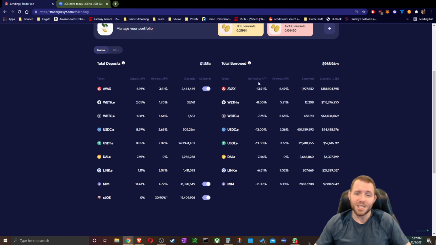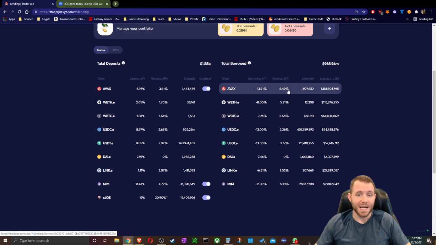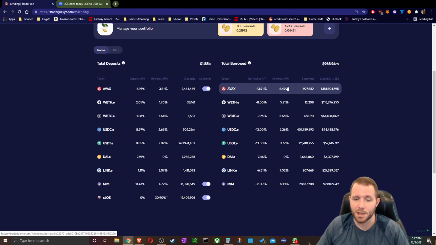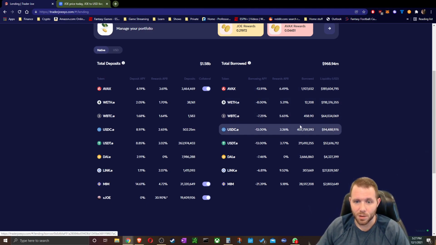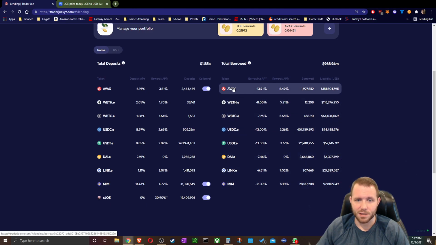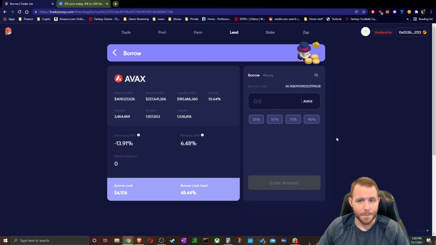And the interesting thing about utilizing this is this rewards APR is actually a reward you get for borrowing, for using their liquidity, using their website, right? So this is traditionally paid out in Joe, which is the native token, something they can easily generate. So let's just click on one here. We're talking about AVAX, so let's click on AVAX.